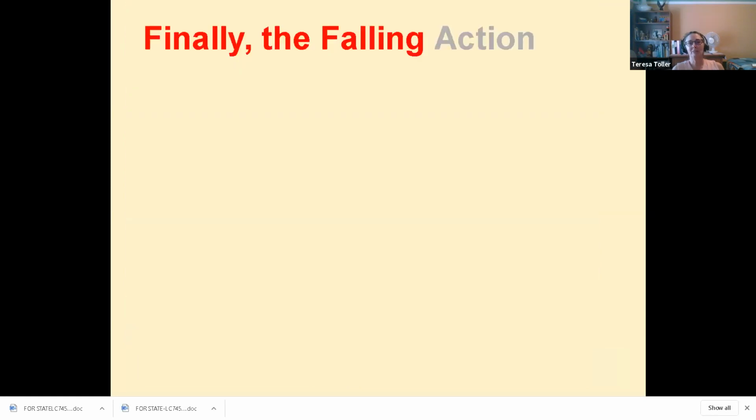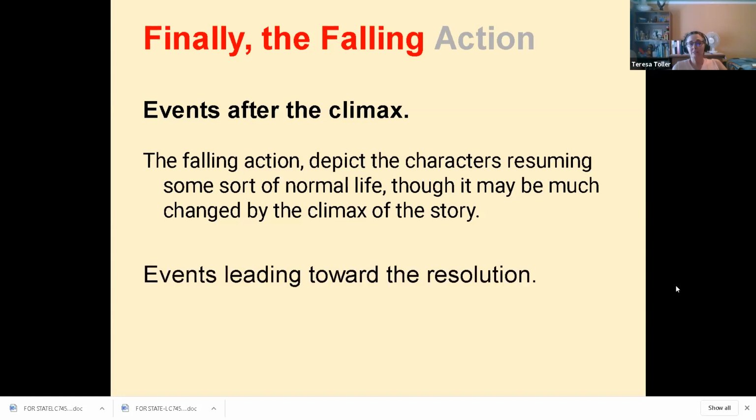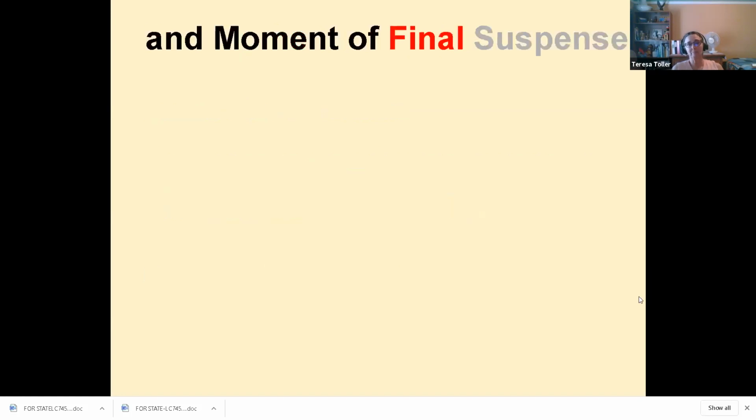So now we've got the falling action. These are the events after the climax. The climax was where that conflict was addressed. Now, falling action is usually where the characters resume some kind of normal life, even though that life could have been changed in the climax. These are the events that lead toward the end of the story called the resolution.